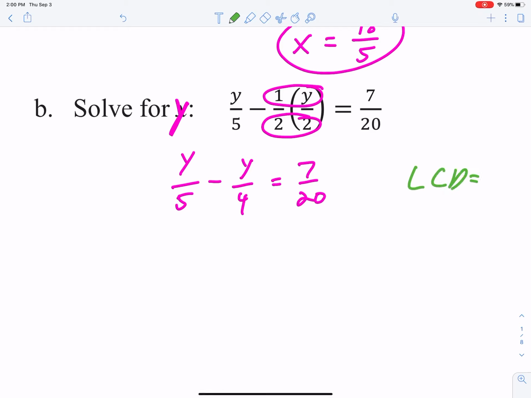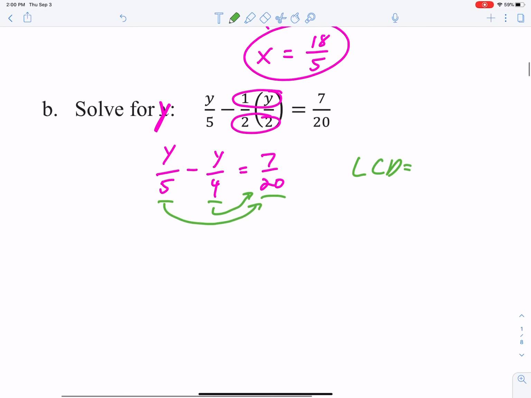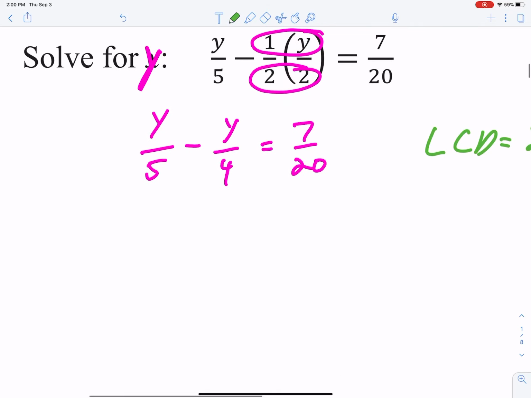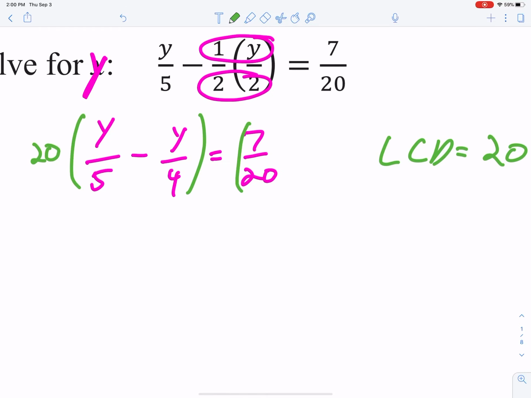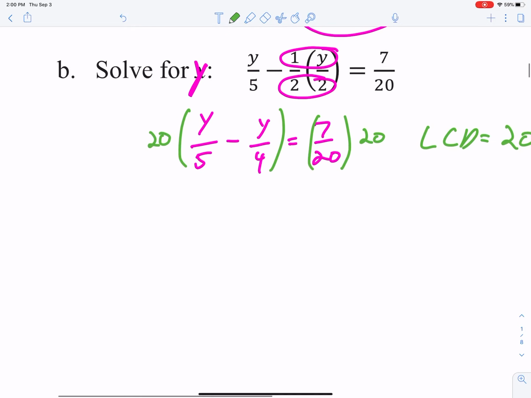In this case, what we want to look at is we have a 5, a 4, and a 20 in the denominators. So what we notice is we know 5 goes into 20 evenly, right? And actually, so does 4. Since that's the case, in this case, we're going to have 20 as our lowest common denominator. Okay? So what we're going to do is multiply both sides of the equation by that LCD. So times 20, times 20.